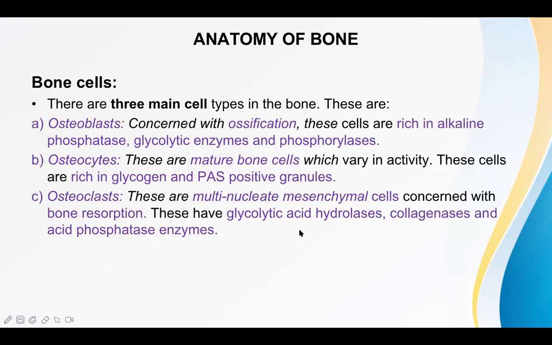So the main function of this is resorption of the bone. In other words, it eats the bone away. And as a result of that, there is increased amount of calcium in the blood. Whenever osteoclast activity is increased, there is increased calcium in the blood because it is dissolving calcium from the bone into the blood. And how is it doing that?